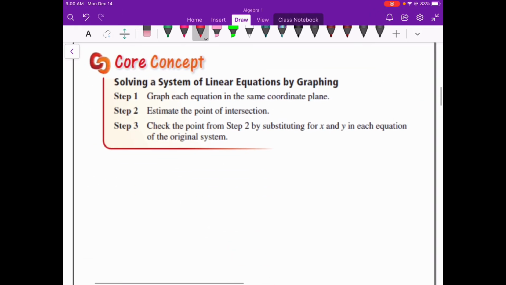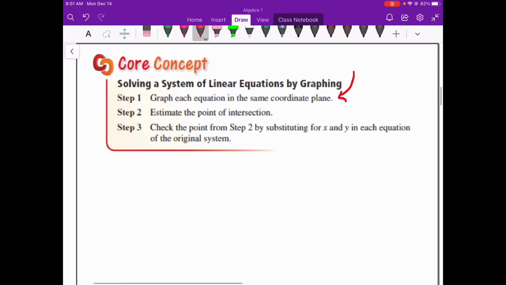Now we're going to go over the steps to solving a system of linear equations by graphing. Go ahead and write these steps down, and then we'll discuss them. Step 1 says graph the equations in the same coordinate plane. So graph those 2 lines in the same coordinate plane. I'm going to add, make sure y is alone if you're using slope-intercept form to graph, meaning the slope and the y-intercept.